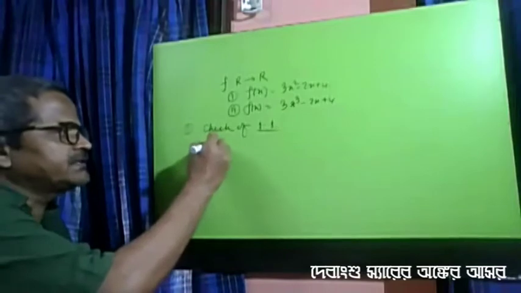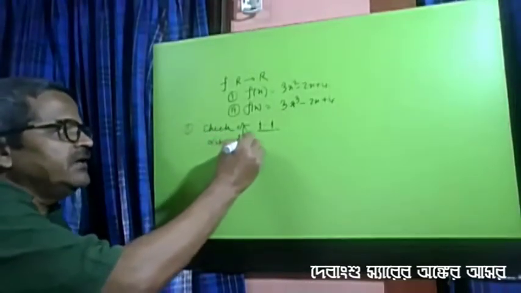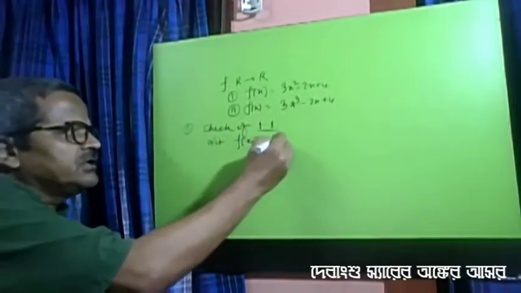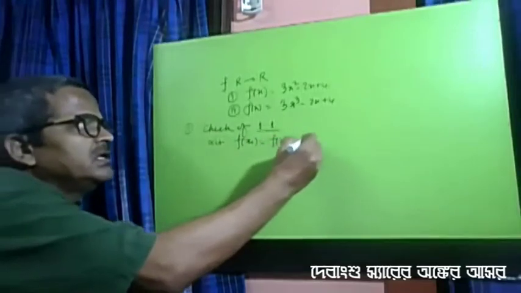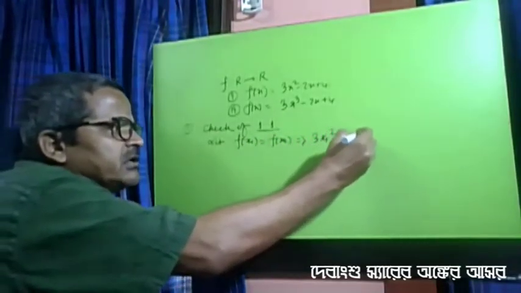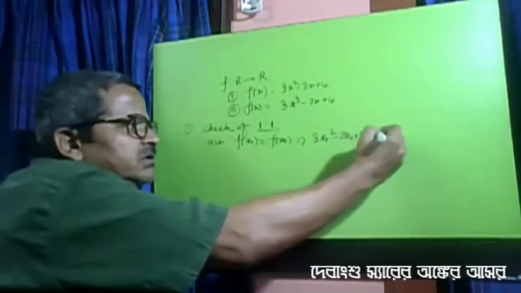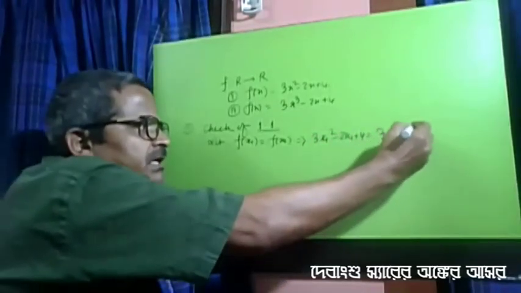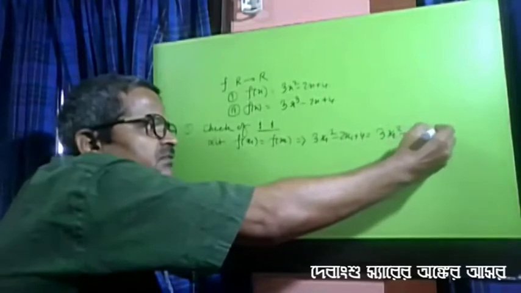One-one. Let f of x1 is equal to f of x2. That implies 3x1 square minus 2x1 plus 4 is equal to 3x2 square minus 2x2 plus 4.